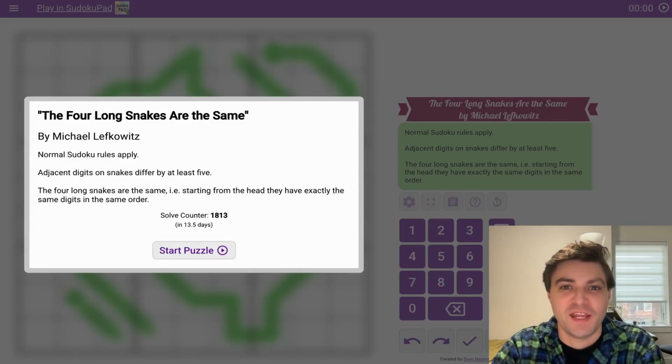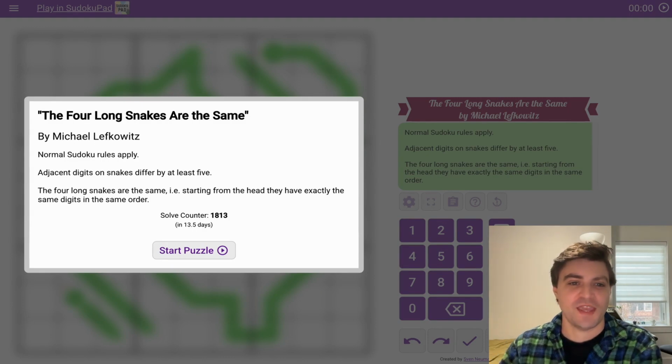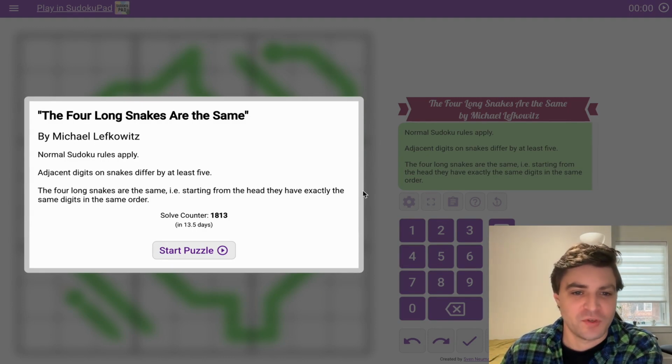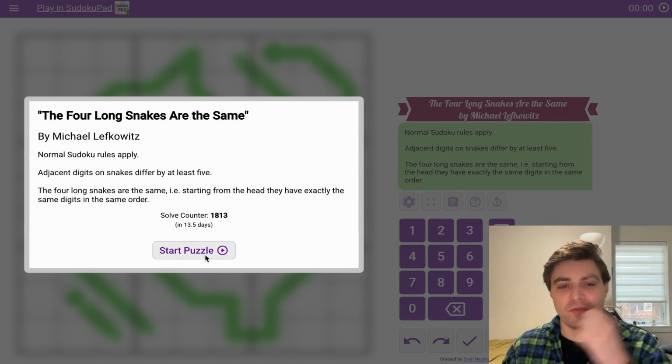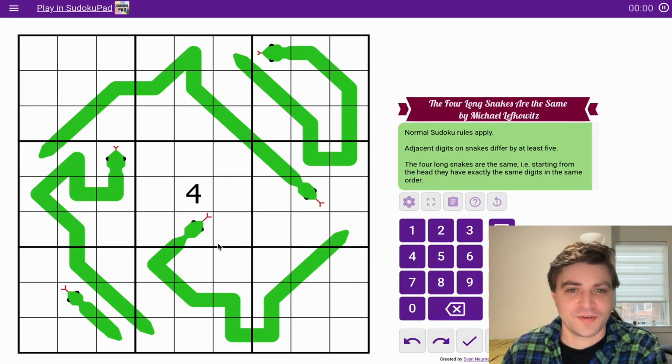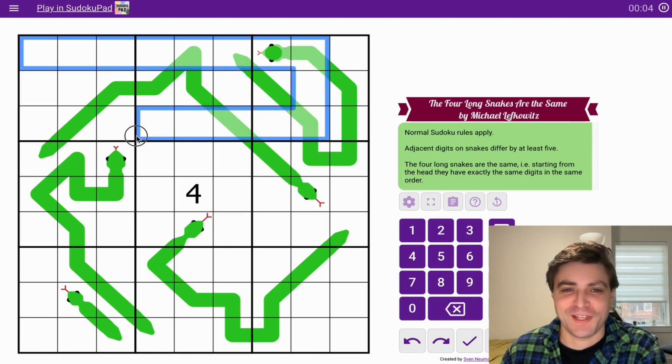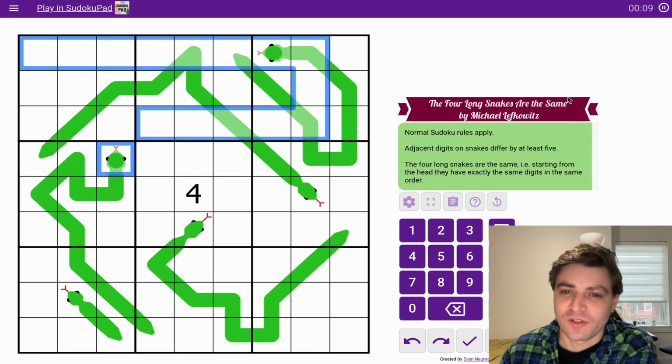Hello, my name is Matt, and today we're going to be playing The Four Long Snakes Are the Same by Michael Lefkowitz. This puzzle has been out for about 13 days and has about 1,800 solvers so far, but it looked like a fun one, so I'm excited to check it out. Michael Lefkowitz, The Four Long Snakes Are the Same.